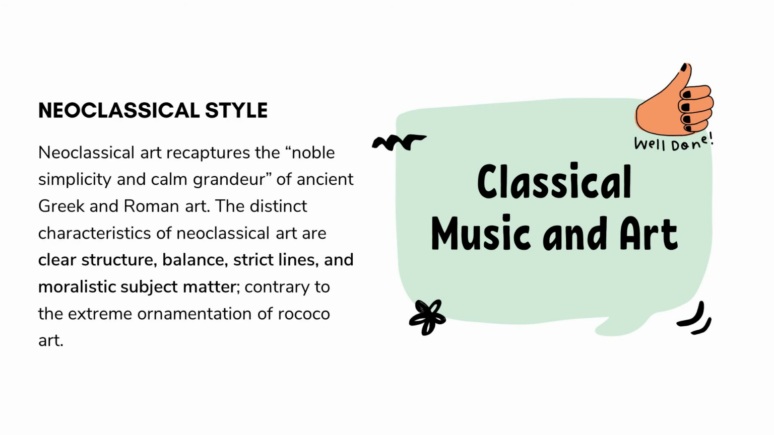So neoclassical art recaptures the noble simplicity and calm grandeur of the ancient Greek and Roman art. So di ba nung panahon ng classical era sa art, pinag-aralan natin yung ancient Greek at saka ancient Roman, meron siyang parang simplicity and calm grandeur. So, binalik ulit yon, kaya nga neoclassical, parang new classical style, yun yung ibig niyang sabihin.